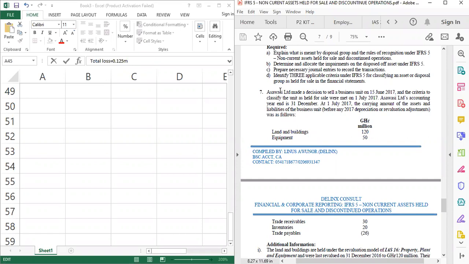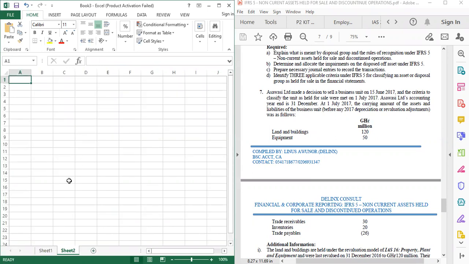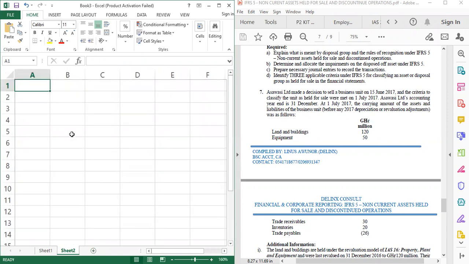Asawasi Limited made a decision to sell a business unit on 15th June 2017, and the criteria to classify the unit as held for sale were met on 1st July 2017. Asawasi Limited's accounting year end is 31st December. At 1st July 2017, the carrying amount of the assets and liabilities of the business unit before any 2017 depreciation or revaluation adjustment was as follows: land and building 120, equipment 50, trade receivables 30, inventory.